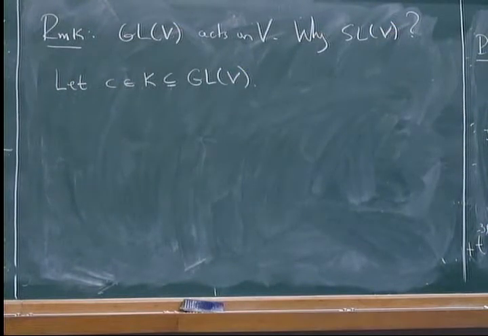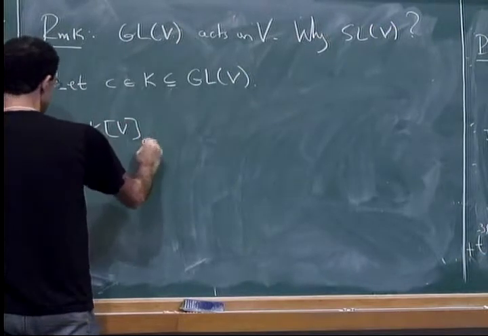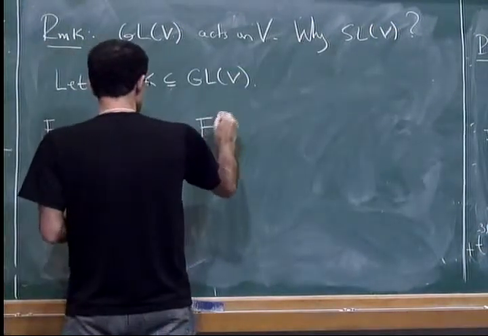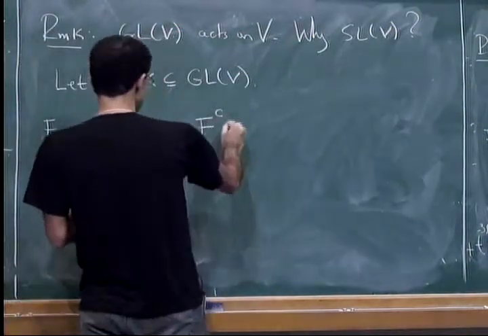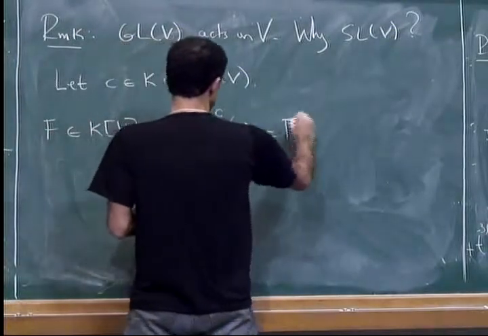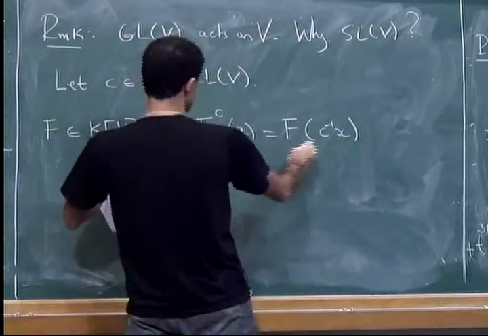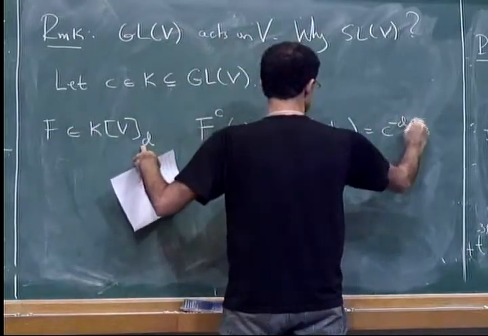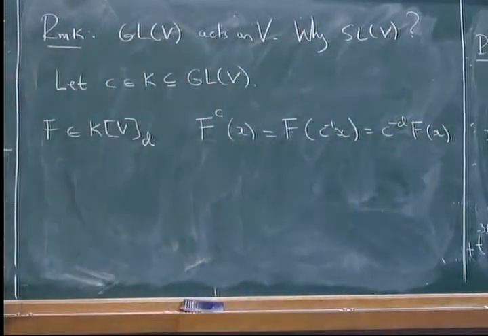Okay, and then what you have is that if you pick a polynomial of degree D, so what will be the action? I mean, there is an action. So what's the action of C on F, right? So this is simply F C minus 1 of X. And since F is homogeneous of degree D, this pops out like this. Okay? So that's the effect of this action, multiplication by this matrix.